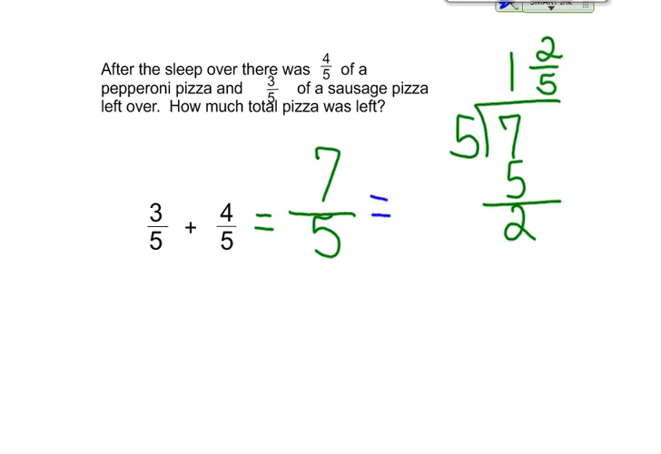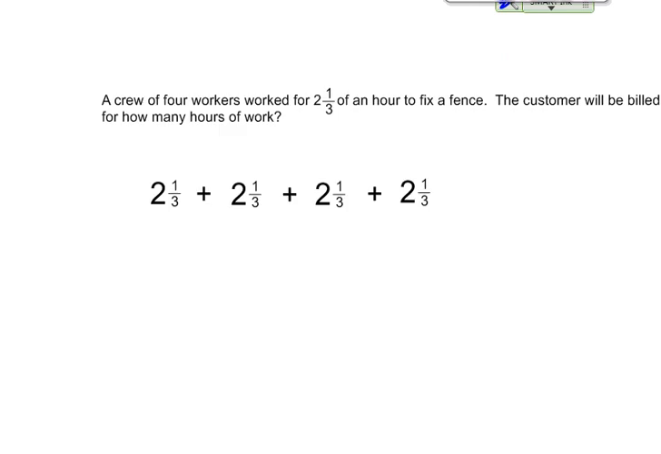So in the end, we would say that this is 1 and 2/5. The 1 looks a little funny there. So we have that idea. Let's try it one more time.